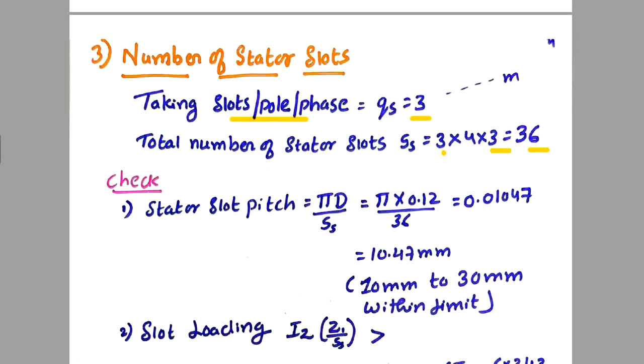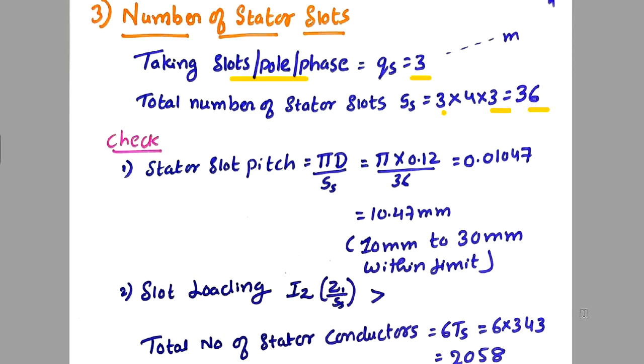Now we'll see stator slot pitch. Stator slot pitch is pi D by number of stator slots. So stator slot pitch is pi D by SS. Sorry, SS means it is number of slots, stator slots. So pi into 0.12 divided by 36, you will get 0.01047. That means it is in meter. Now convert it into millimeter, you will get 10.47 millimeter.